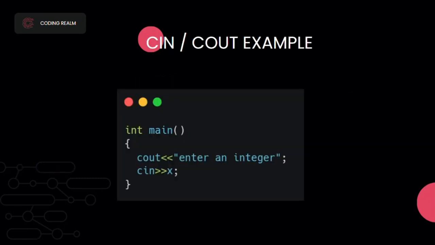Now let's see an example. In this example, I need to tell the user to enter an integer. This example explains for us how to use the cin and cout operators in a C++ program. First, int main, cout. When I use cout, I use the insertion operator: cout, enter an integer, and cin, extraction operator, x. X is the integer entered by the user, and the cout, the output stream, is used to display this integer on the screen.